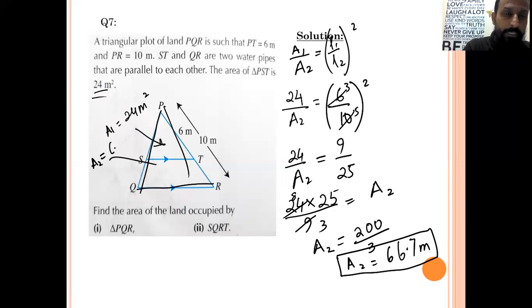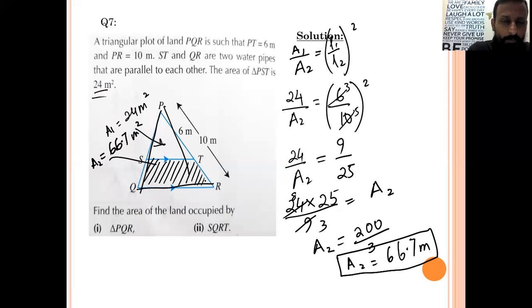So boys and girls, we found the area of this big triangle, that is A2 is equal to 66.7 meters square. Now what is the other part of this question? Find out the land occupied by SQRT. SQRT is this land. They're asking you to find out the area of this, or in other words, find out the area of the shaded part. The shaded part is trapezium SQRT. What can you do?